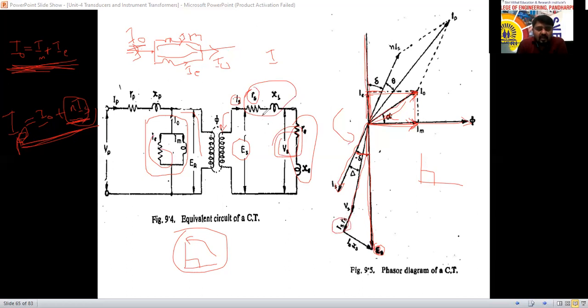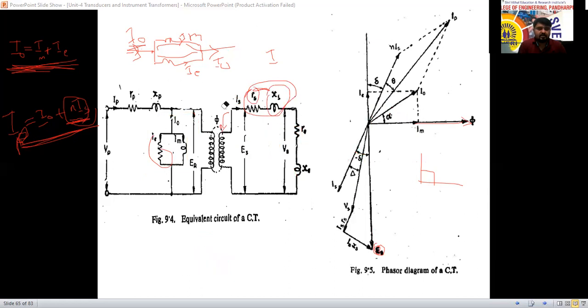Next, IS into XS should lead with a 90-degree difference between this one and this one. Considering this, I will erase all the things and you can check later whether it is 90 degrees or not. Everything, only that point I will keep here. See here, from here to here there is a 90-degree difference. Yes, this is IS RS, this is IS into XS.